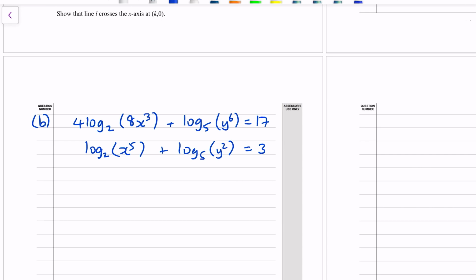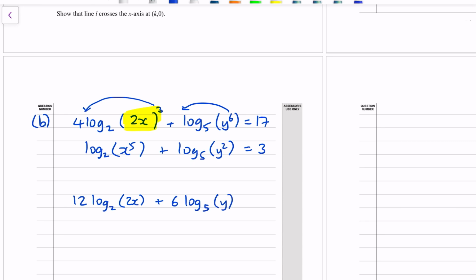The first thing to realize is that 8x cubed can be written as 2x all cubed. And by doing that, by switching the 8x cubed out, we can now bring the 3 down the front with the 4. We couldn't do it before because with 8x cubed, you can't just move the 3. You have to write it as 2x all cubed. So that first equation is going to become 12 log base 2 of 2x. We can do the same thing with the next term. We can bring the 6 down the front. So we've got 6 log base 5 of y, and that equals 17.